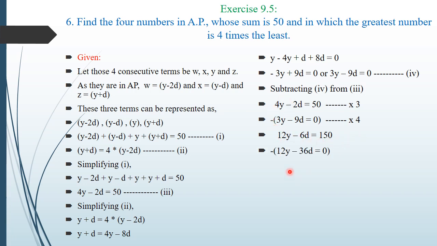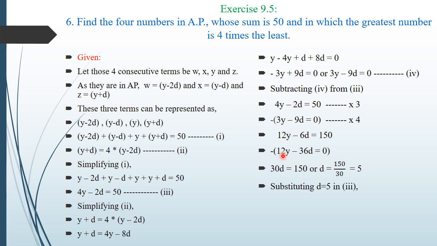When I do this, 4y minus 2d equal to 50, when I multiply this by 3, it will be 12y minus 6d equal to 50 into 3, which is 150. And similarly, the second equation, when I multiply by 4, I will keep the minus sign outside the bracket because I am subtracting. 4 into 3 is 12y minus, keeping the brackets, 4 into 9 is 36d, equal to 0 into 4, which is again 0. Now I'll open the bracket because of this minus sign.